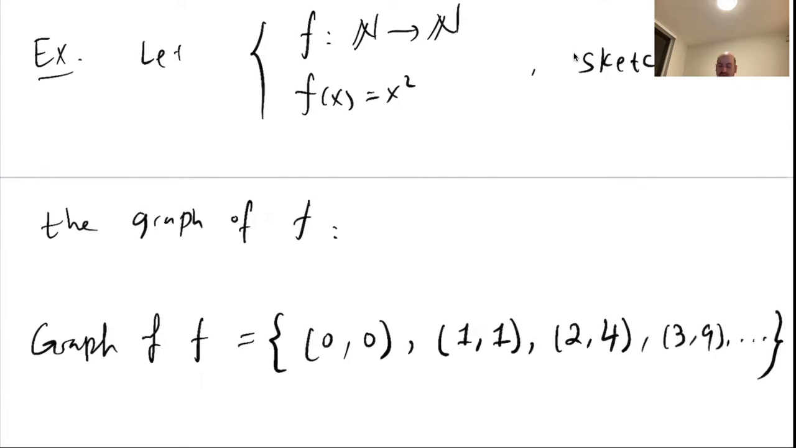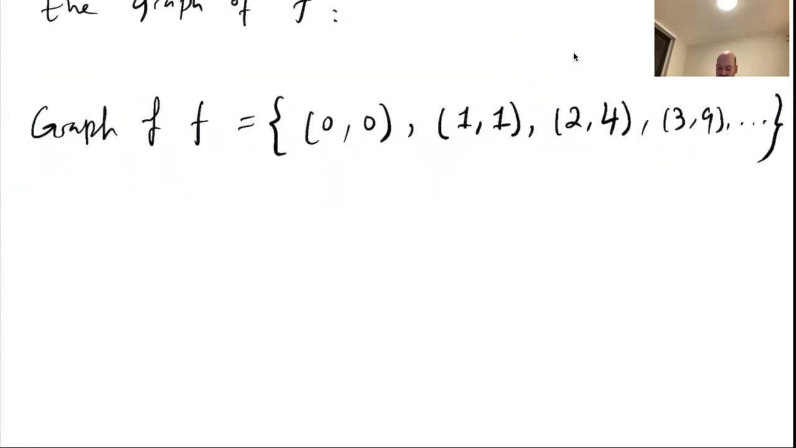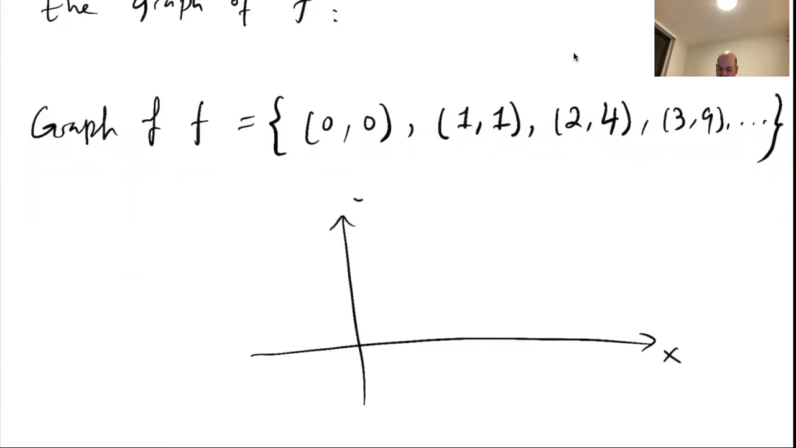So this is the graph of f. The graph of f is the set of all these pairs. Now, if you want to sketch them on the xy axis, so this is the x-axis, y-axis, I just need to locate these points because that's what the graph of f is by definition. And therefore, if I want to sketch it, I just need to locate these points. (0, 0) is here. (1, 1) is here. And then (2, 4) is here. (3, 9) is here, and so on.